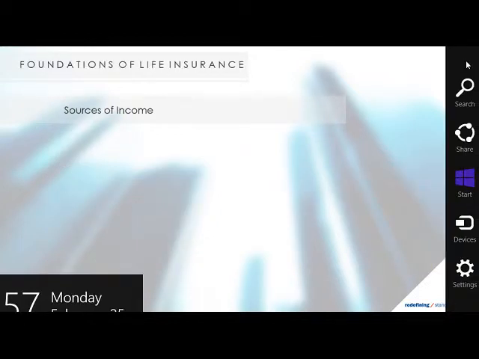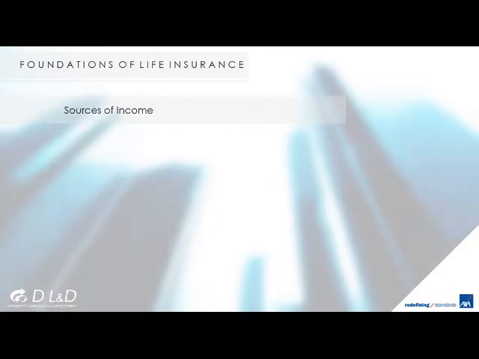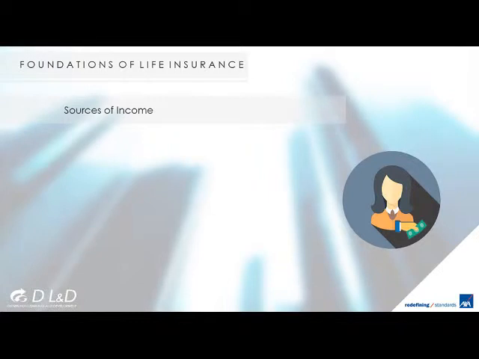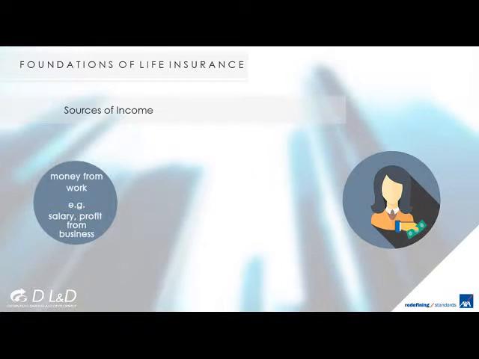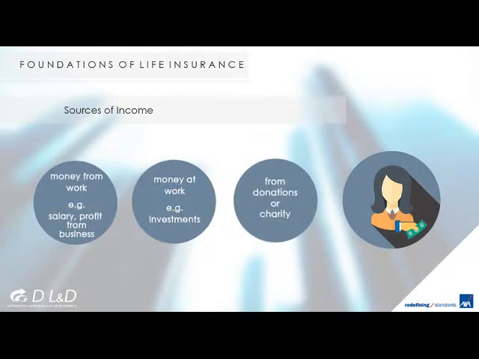One main factor to an individual's human economic value is sources of income, which we define as the recurrent flow of cash in exchange for service rendered or goods manufactured, characterized by money from work, for example, salary or profit from business, or money at work, for example, investments, and from donations and charity.